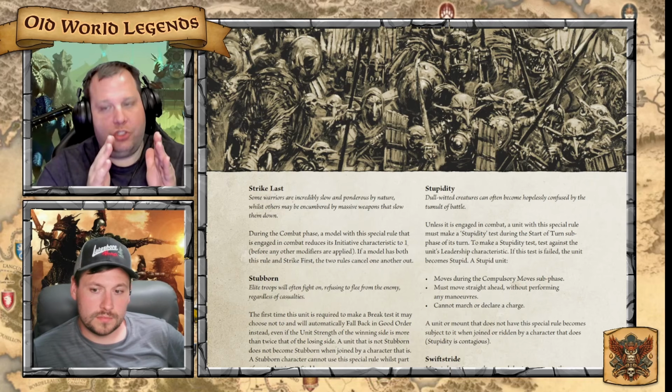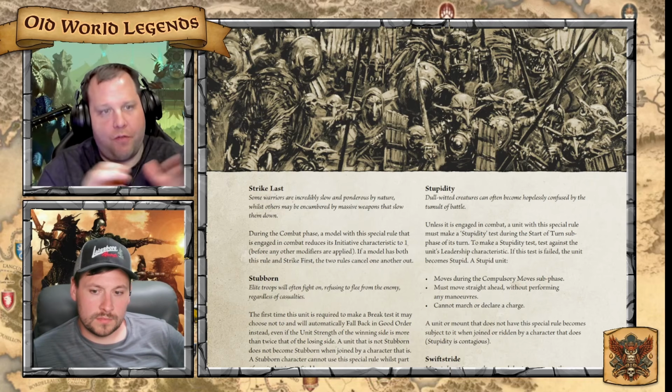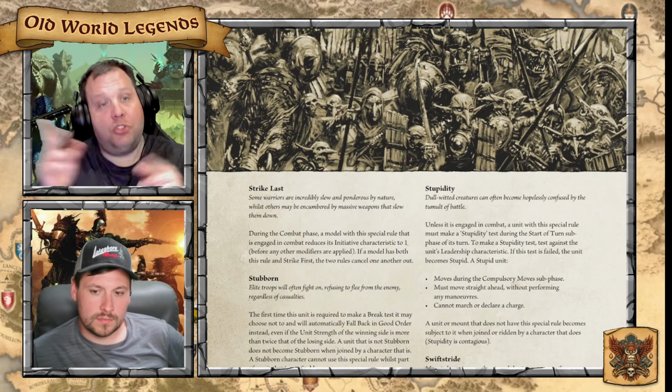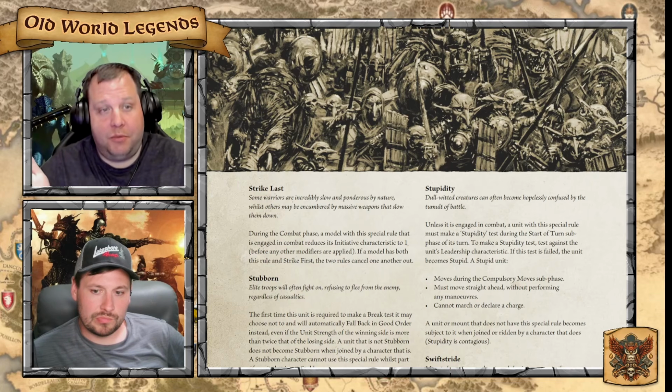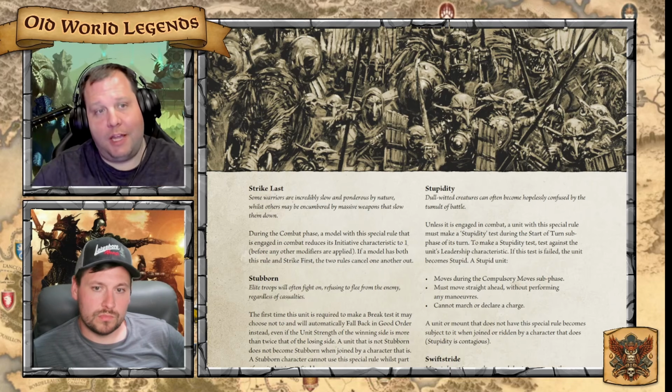I love that they didn't just streamline it out, because often with strike first or strike last mechanics we saw in other systems, like in 40k, it effectively eliminated initiative from the game. Initiative is a very important stat. There's a lot of depth and nuance to it, and I'm very glad it's still important in the game.